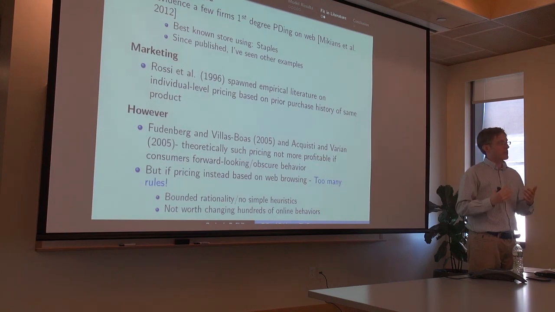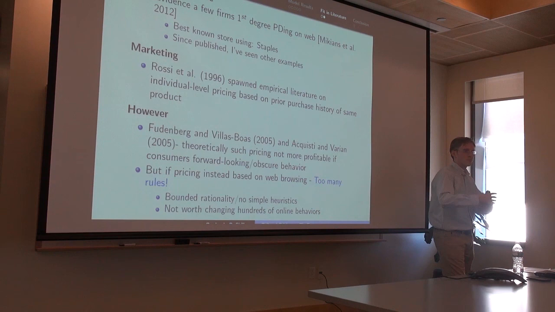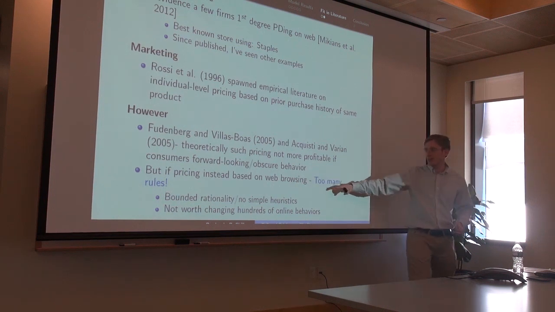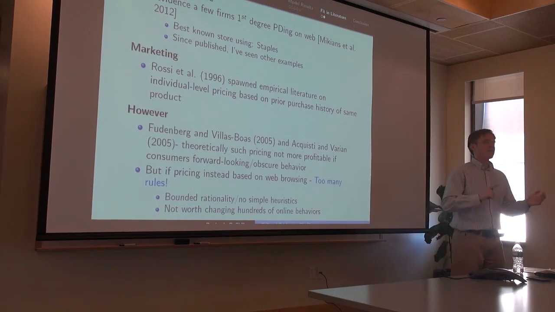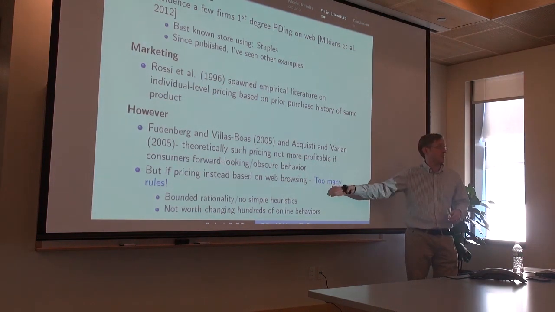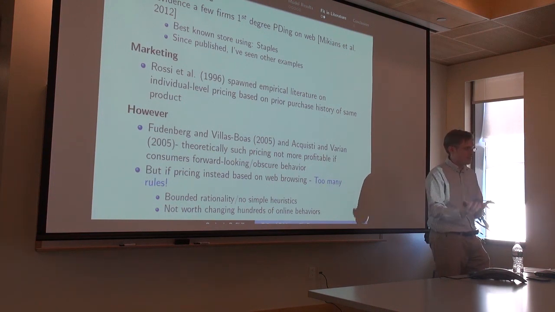If consumers are forward-looking and you base the price that they pay next period on whether they bought it this period at a certain price, or their intensity of use, consumers will anticipate that and basically pretend to be a low valuation type, and it doesn't actually raise profits. But if pricing is based on these large numbers of variables, like in this paper, it's not clear that people can figure out such simple heuristics, given bounded rationality, nor would they necessarily want to change all of their behaviors just to get a $1 discount on Netflix.